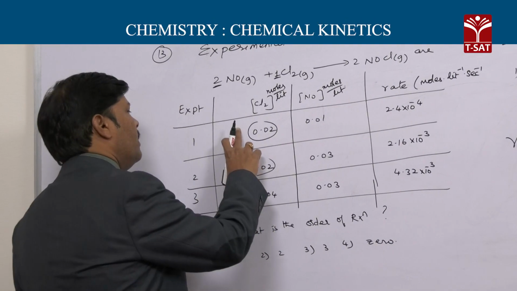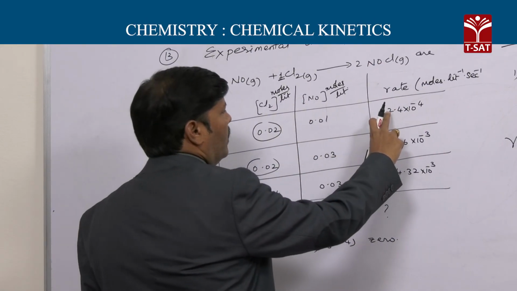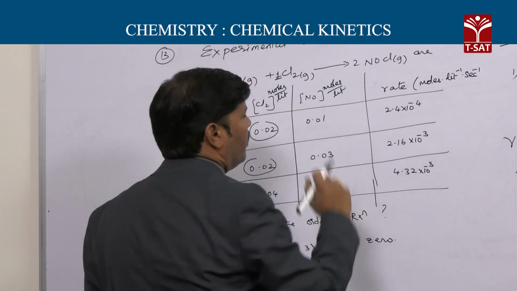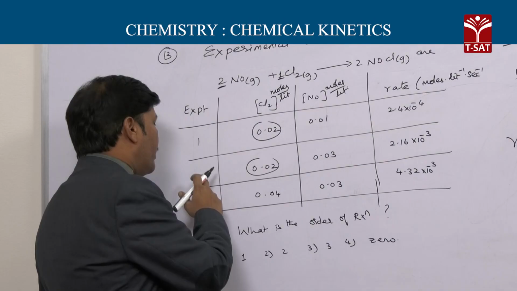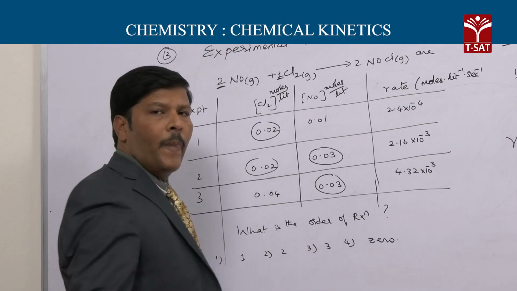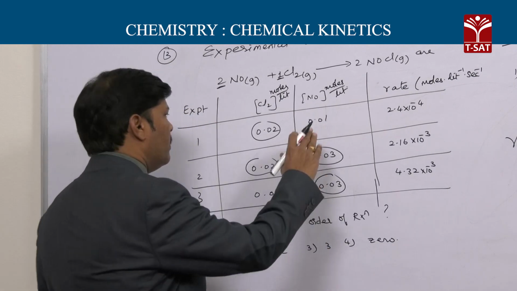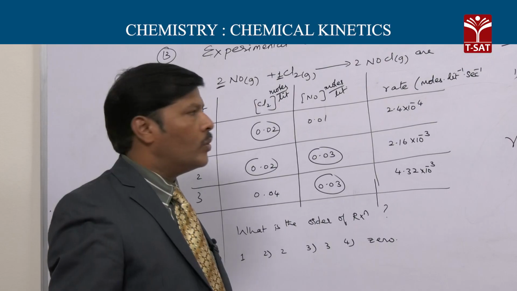In the first case, you have to take the combination of experiment 1 and experiment 2, that is 2.4 into 10 to the power of minus 4 and 2.16 into 10 to the power of minus 3. And in the second case, you need to take experiment 2 and experiment 3 because here the concentrations are the same. So I am going to work out the first case, experiment 1 and experiment 2.